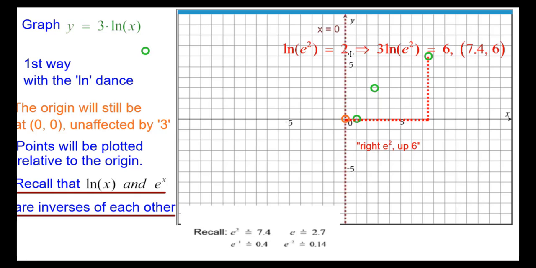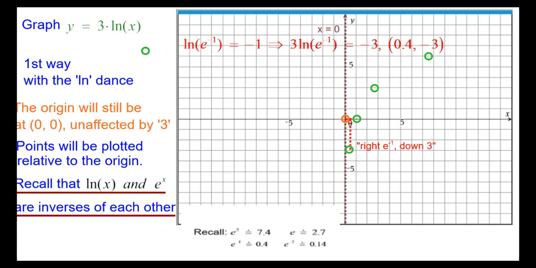The natural log of e squared is 2, so tripling that is 6. So write e squared, up 6: 7.4 comma 6. Natural log of e to the negative 1 is negative 1. 3 times that is negative 3. So this is e to the negative 1 comma negative 3, 0.4 comma negative 3. And the natural log of e to the negative 2 is negative 2. Tripling that is negative 6. So write 0.14, e to the negative 2, and down 6.